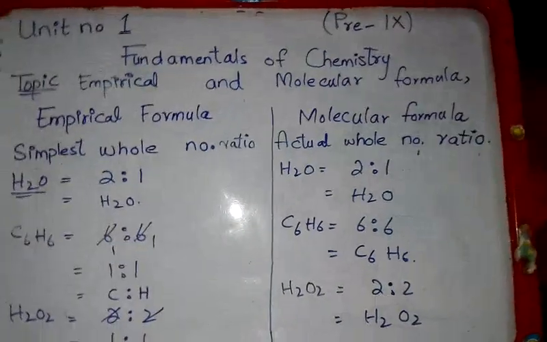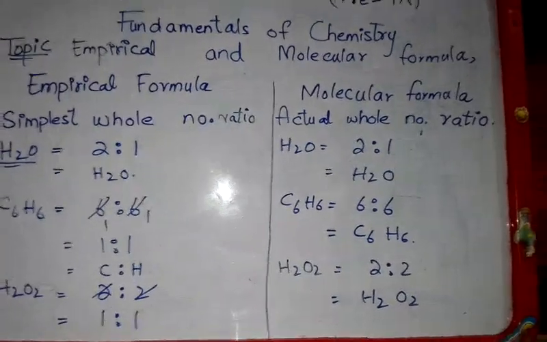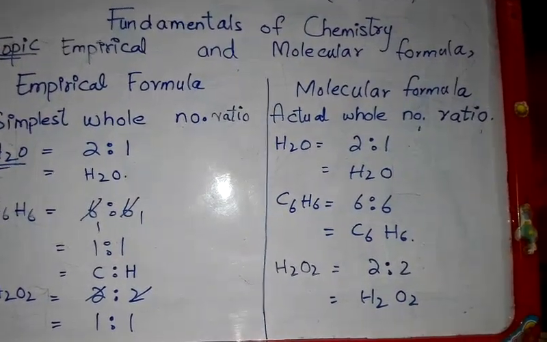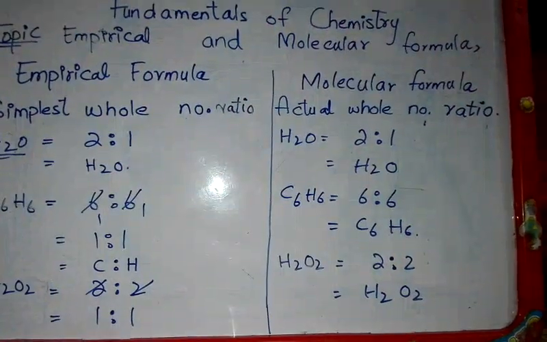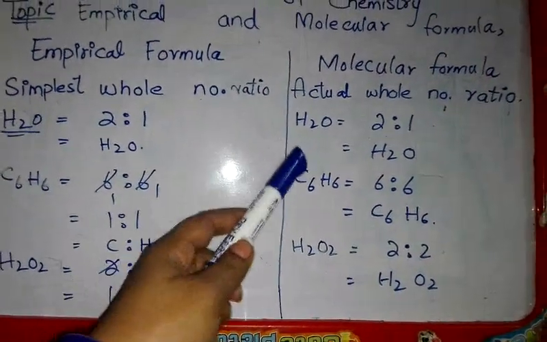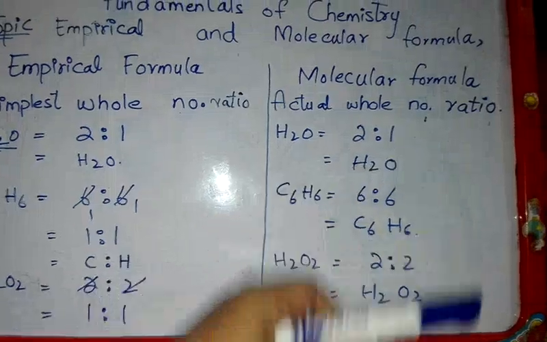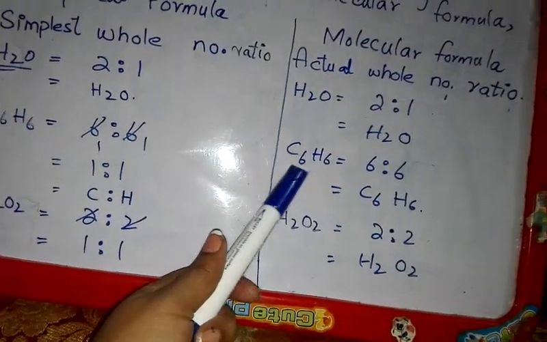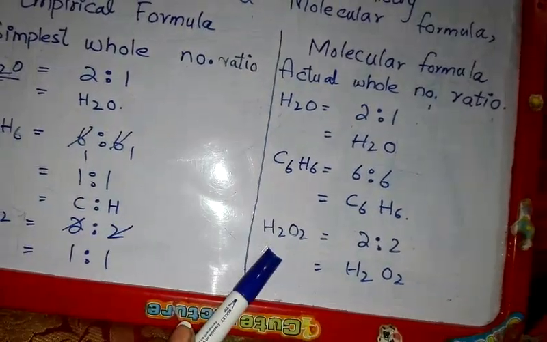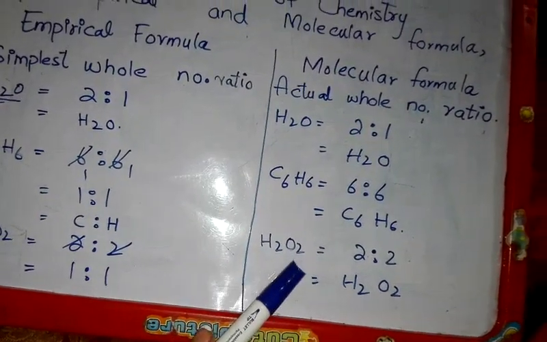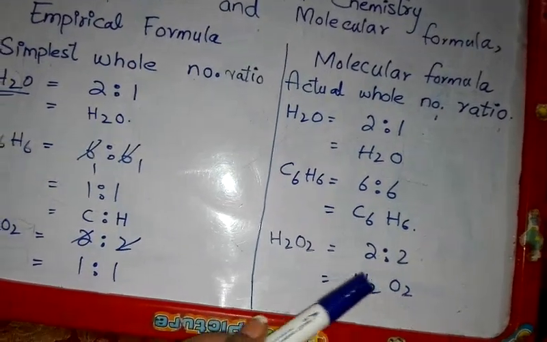As you understand, molecular formula is the actual whole number ratio. What we actually have, I write the same number over there. H2O means 2 hydrogen atoms and 1 oxygen atom, I will mention the same. Benzene has 6 hydrogen atoms and 6 carbon atoms, I will mention the same. Next, hydrogen peroxide has 2 hydrogen atoms and 2 oxygen atoms, I will mention the same.